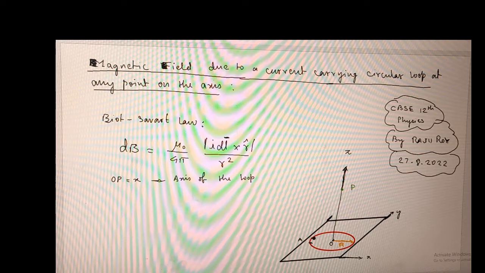Now what I have done here, I have taken one small elemental length dl. Dl will be tangential, like this. Let me draw with another color. This will be tangential like this, right?